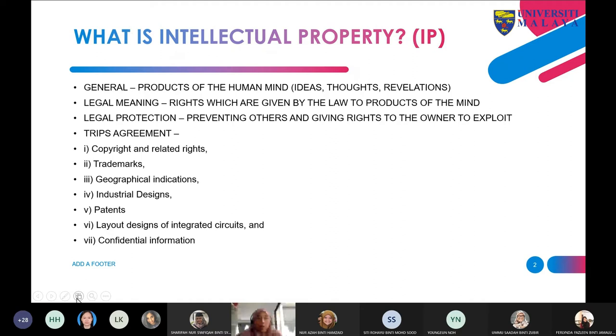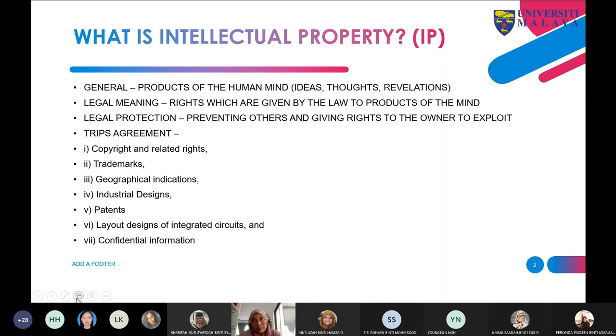However, the legal meaning of IP, for those thinking about the legal aspect of IP, is actually referring not to the ideas themselves, but to the rights which are given by the law to these products of the mind. So when the law affords rights to them, that's when you have the actual IP that can be enforced. But the thing with the law is, we might hope to think that the law would cover, would govern everything.